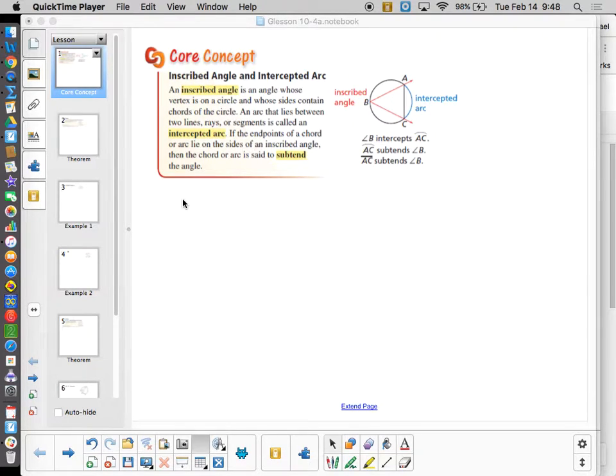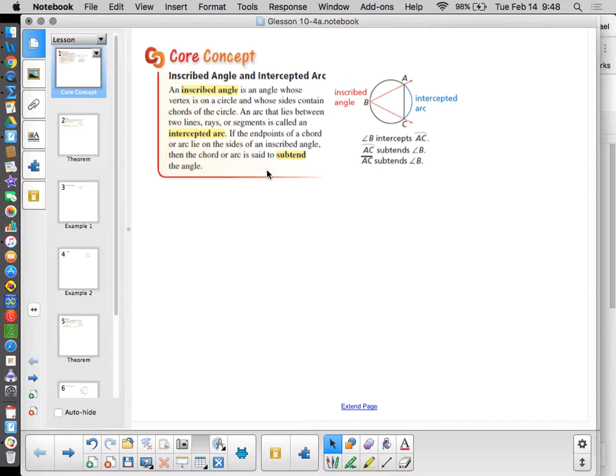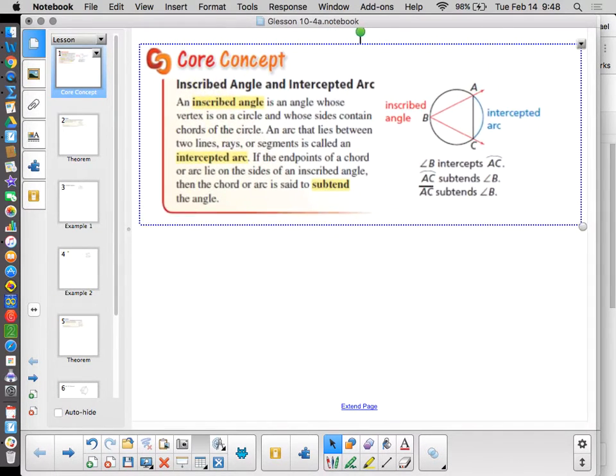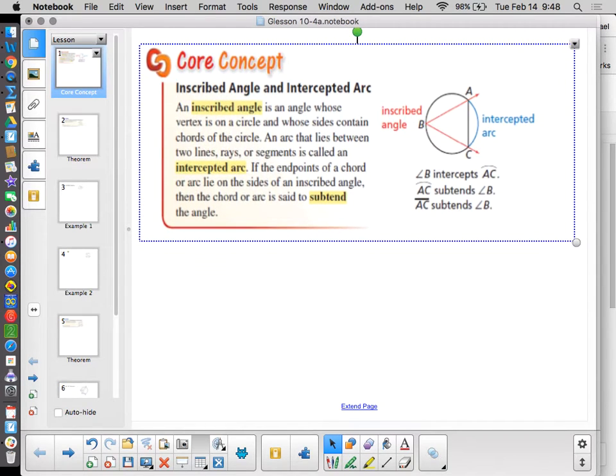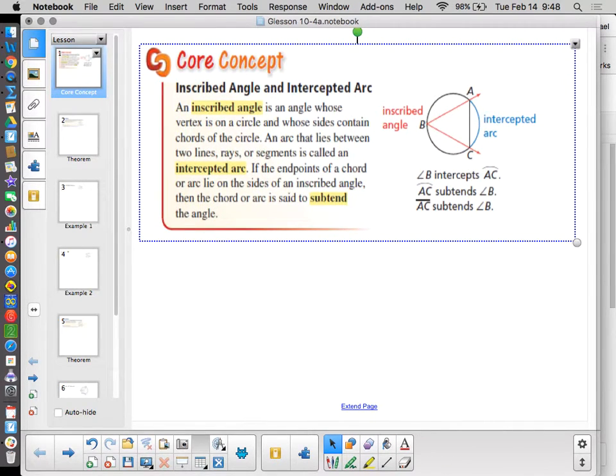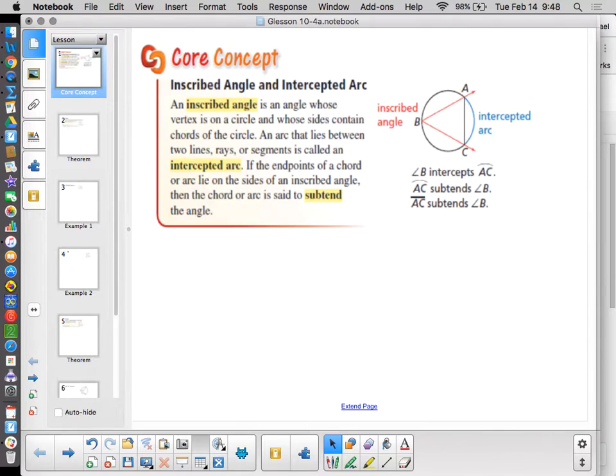The big difference between the angles and arcs we've been talking about before: we were talking about a central angle, okay? And a central angle has its vertex at the center of the circle. And we know the measure of the angle equals the measure of the arc. So that's kind of what we were doing before, okay?